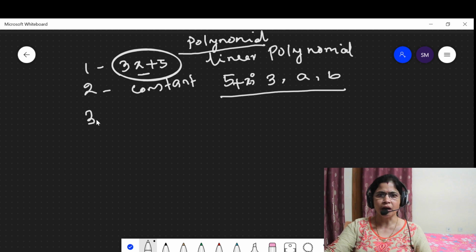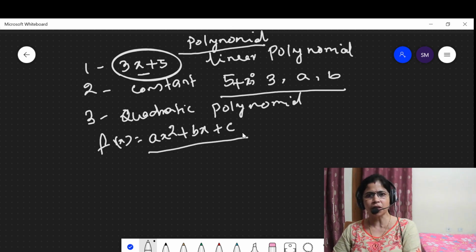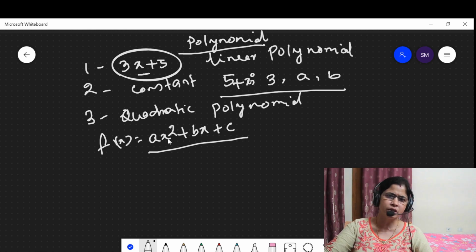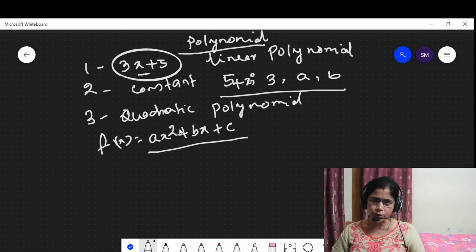Then third, this is the quadratic polynomial. A quadratic polynomial is a polynomial of degree 2. Suppose I say f(x) is equal to ax square plus bx plus c. This is called the quadratic polynomial. Here the degree of the polynomial is 2, meaning x is the variable and the highest degree of x is 2, hence it is called the quadratic polynomial.